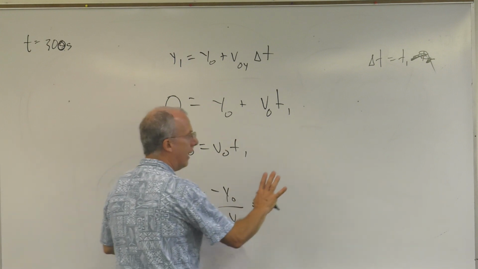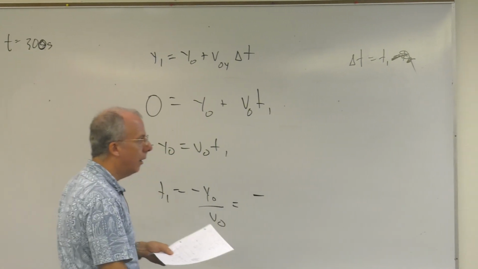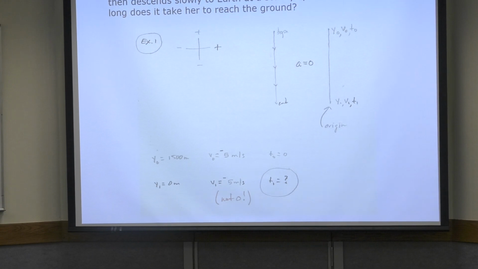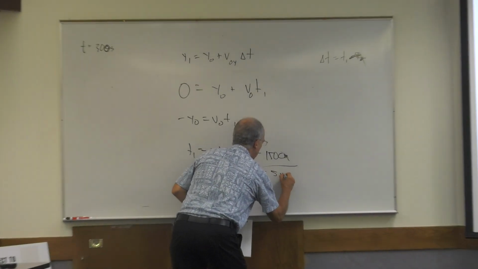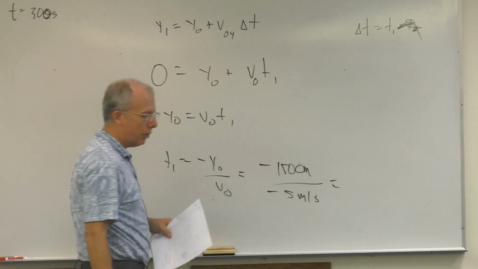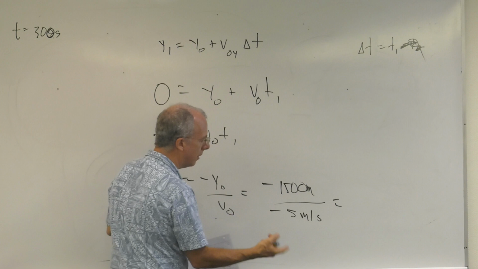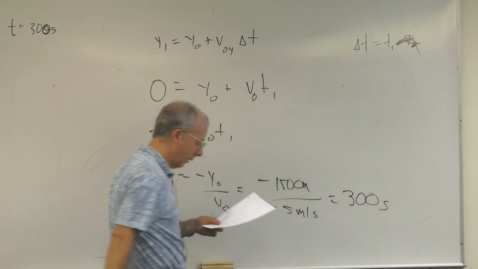So now, again, everything you need is on your picture. So what's y0? Look at 1,500. So we have minus 1,500 meters. v0 is minus 5 meters per second. And you have a minus over minus, which is a plus, and you have a meter divided by a meter per second, so you're going to have a second, so it's 300 seconds. Okay?